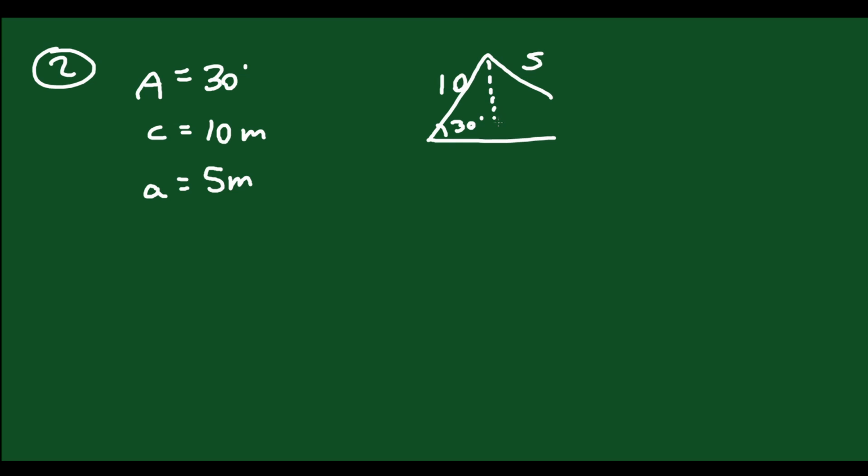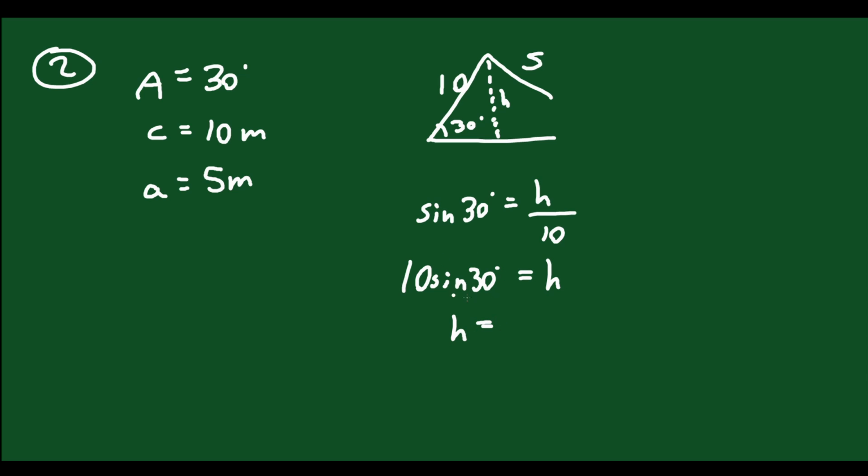So again, you kind of want to solve for your height to see if it's bigger than your A value or not. So sine of 30 degrees is equal to your height, which is your opposite side, so height over hypotenuse, which is 10. So 10 sine 30 equals height. Calculate that. You can use your calculator. Your height is equal to 5 meters. So in this case, that's equal to A, right? Your height is equal to A.